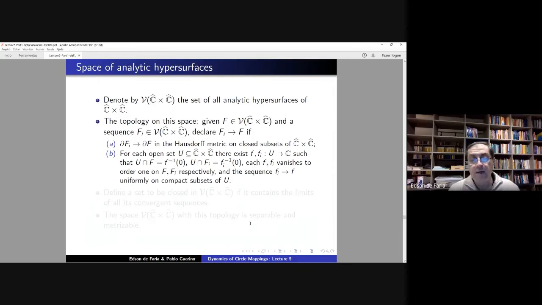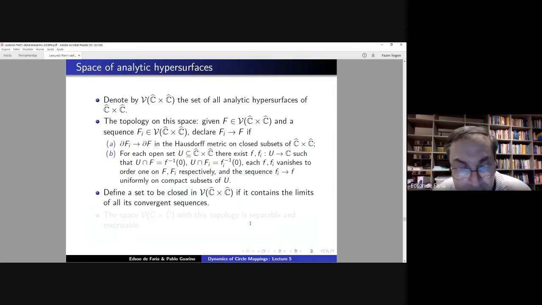So this is the first thing that has to happen. The second thing is that, if you think of these hypersurfaces as graphs of analytic functions, then the functions that represent the hypersurfaces Fi have to converge uniformly on compact subsets to the holomorphic function that locally represents the hypersurface F. If these two things happen, then you say that the sequence Fi converges to F. And a set of hypersurfaces will be closed if it contains the limits of these convergent sequences.